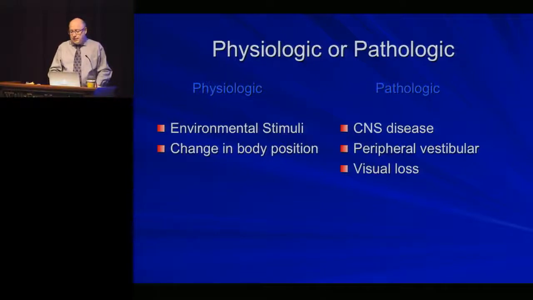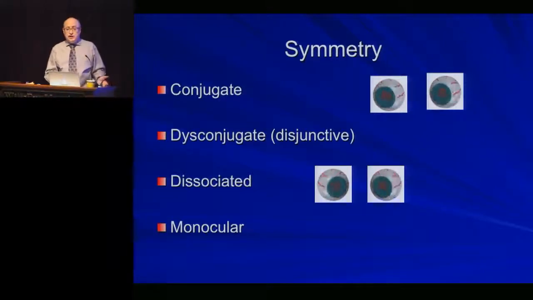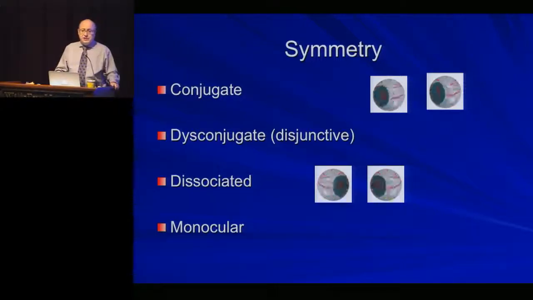When we talk about the nystagmus that we're looking at in the patient, we want to say, is it symmetric? If it is, it's called conjugate. Is it going in different directions? It's disconjugate or dissociated. And sometimes it's so asymmetric that it's monocular. An example of that might be spasmus nutans that you see in children.